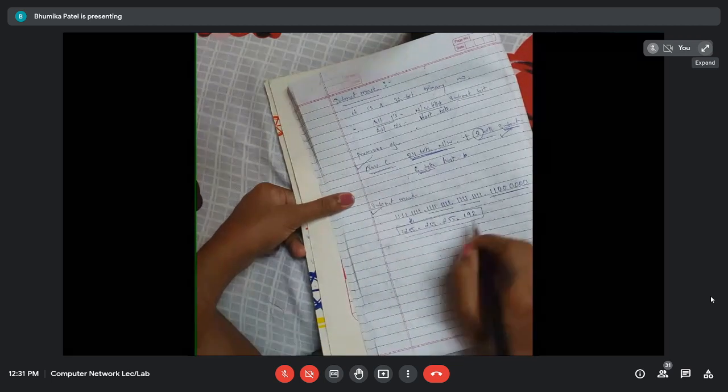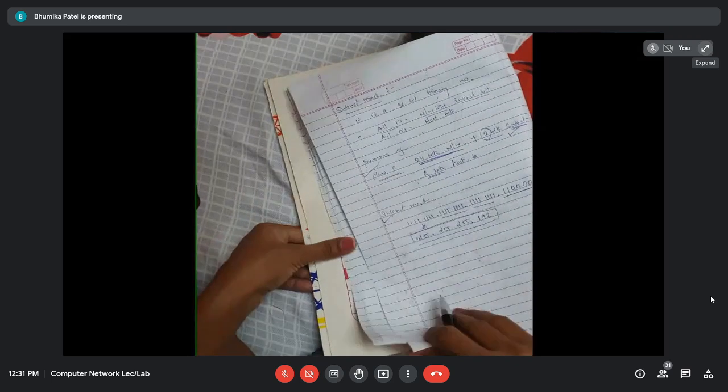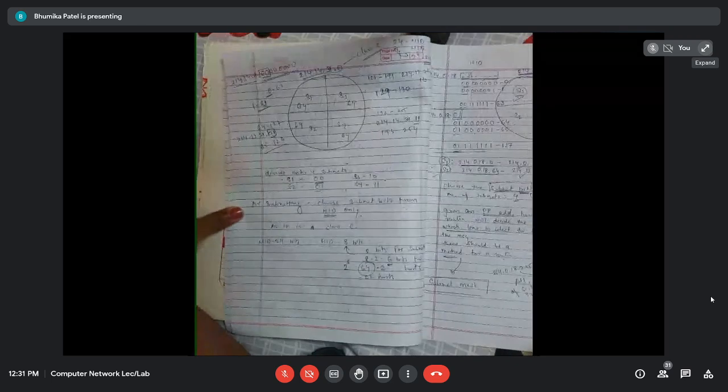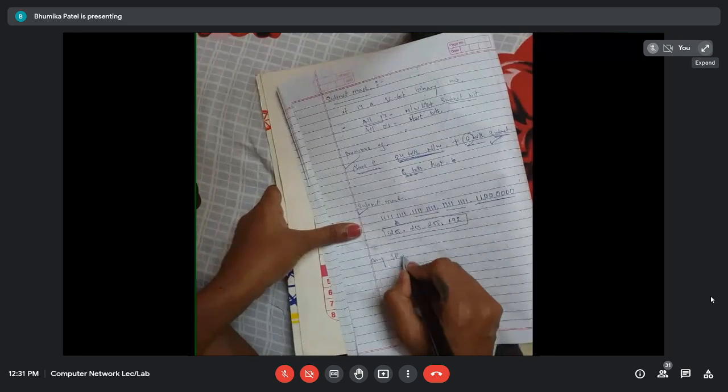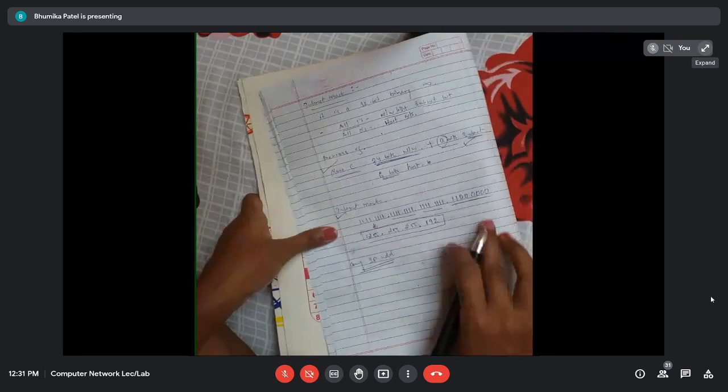Now my question was how the router will identify the address, or identify the interface. How will the particular router know which subnet it has to send to, whether it is subnet 1, subnet 2, or subnet 3? So here let's see an example.